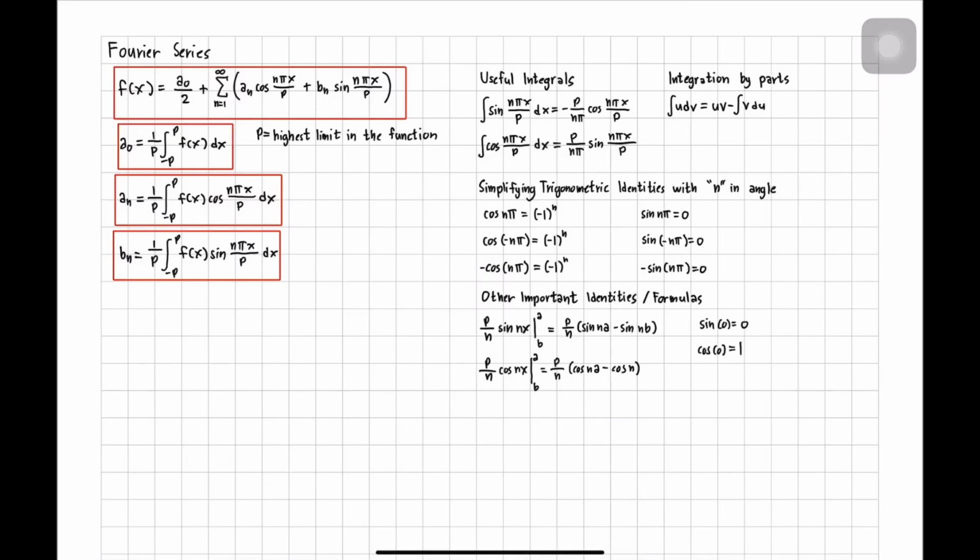Hello everyone. So today I'm going to show you how to transform a certain function into its Fourier series.